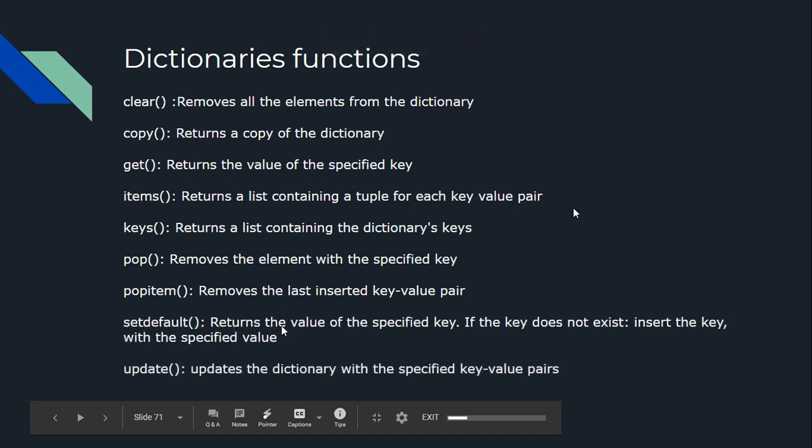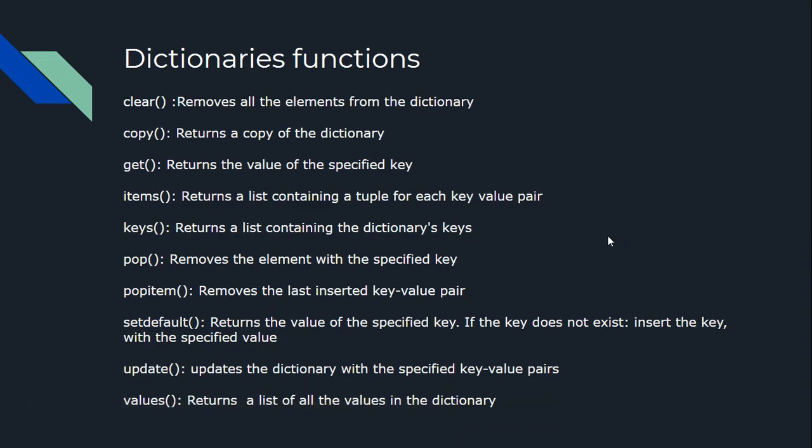Now setdefault returns the value of a specified key. If the key doesn't exist, it inserts the key. Update I have already covered. Values I have also covered. So these are all the functions that are available for dictionary.